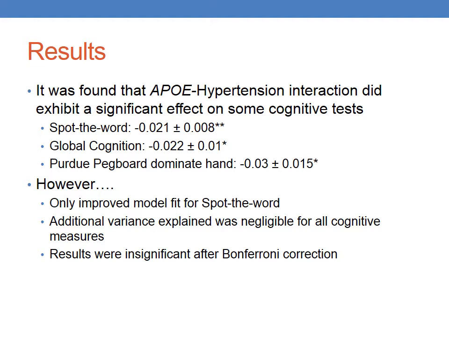So all up, these results seem to indicate that, while there is a significant association between the ApoE hypertension interaction term and cognition, due to the improvements in model fit and additional variance explained being negligible, it's most likely that ApoE doesn't actually modulate the effect late life hypertension has on cognition.